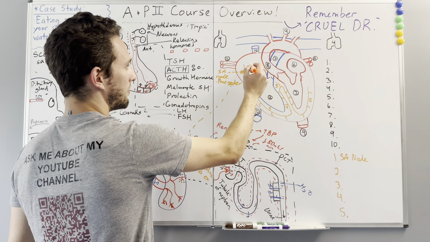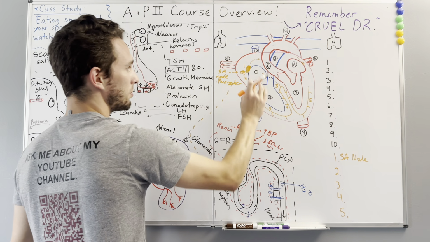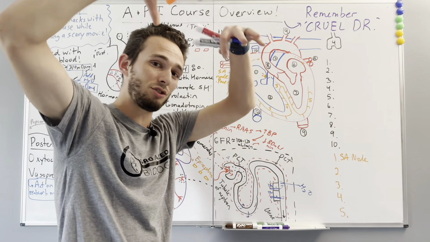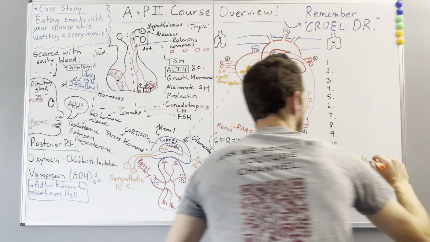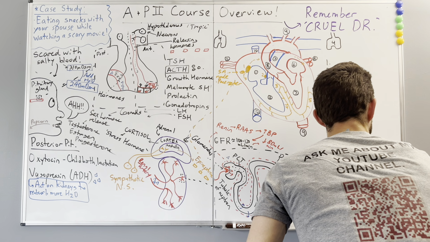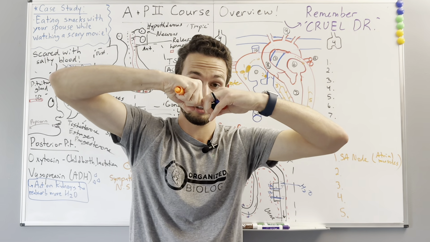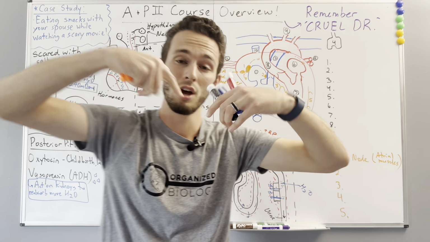When it fires, it'll communicate with the atria. Those will be the top parts of the heart, the atrial muscle cells. So I'm going to write SA node, and then it's going to go to the atrial muscles. That's when the top part of the heart contracts, okay? So that's the first part of the heartbeat.